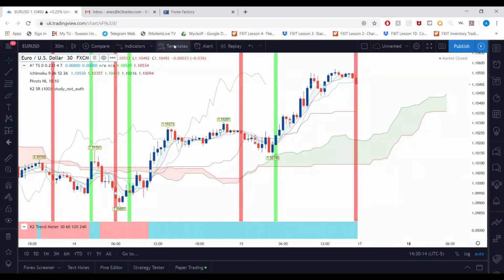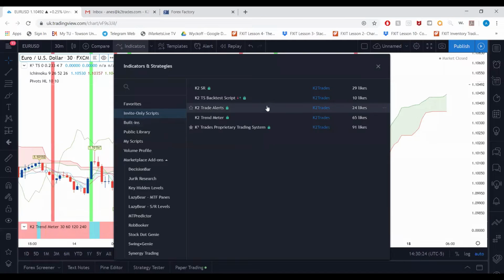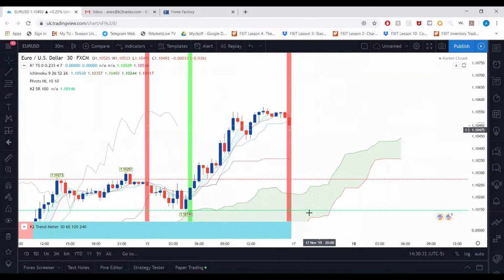I'm not seeing your lines, your support and resistance on this. I have to add it for some reason. Let's see here. Invite K2 SNR. Here we go. So you see right here. You're referring to those, right?